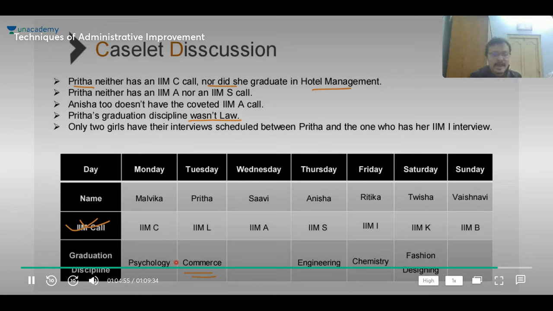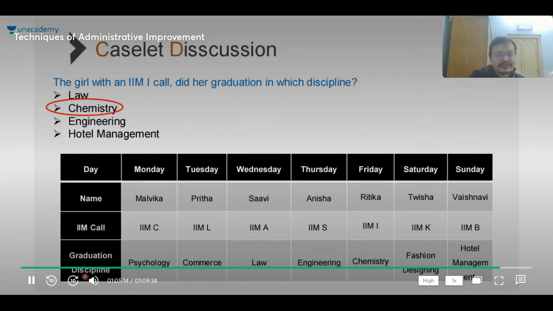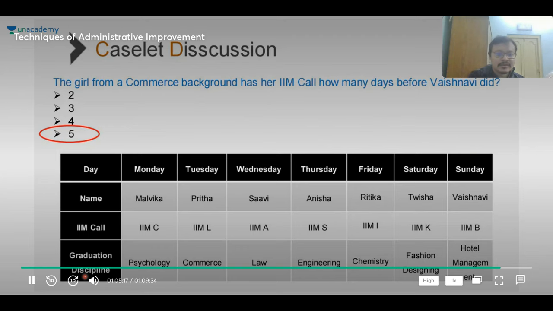What does that mean? Now I can answer the question which says, how many days before Vaishnavi did the girl from commerce background have an interview? How many days before? 1, 2, 3, 4, 5 days before. So the answer to that question will be 5 days before. The girl from commerce background has an interview how many days before? The answer will be option D, that is 5.